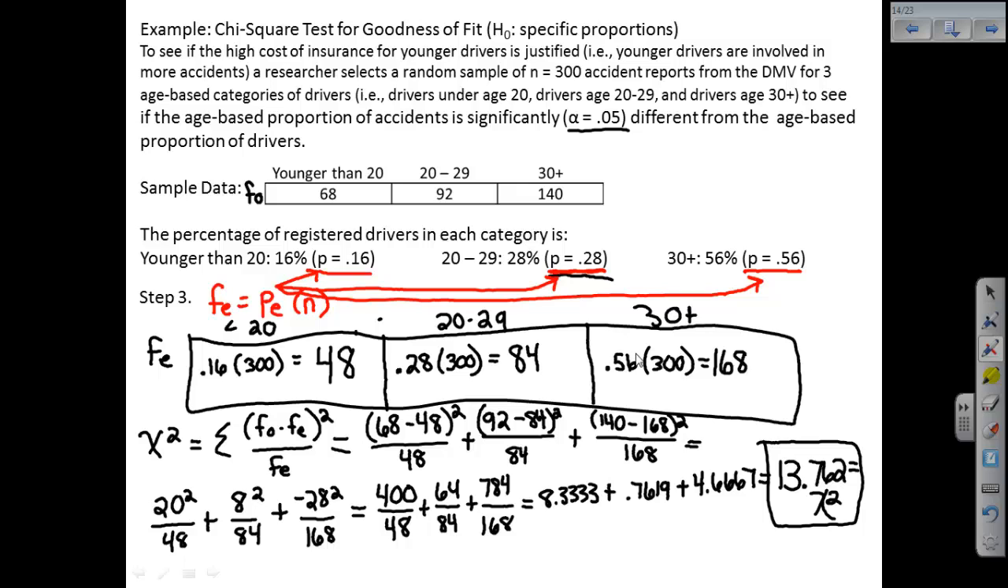So I hope that shows you how you can take a significant finding for chi-square, compare the frequency observed to the frequency expected, and try to make sense of the data to answer the research questions that you have. Because typically you don't just want to know, is there a significant difference, but you want to know where those differences lie and what that means.